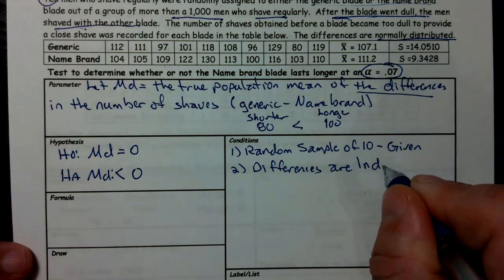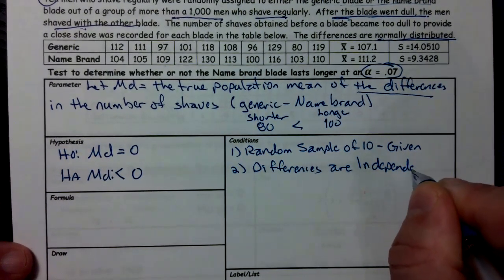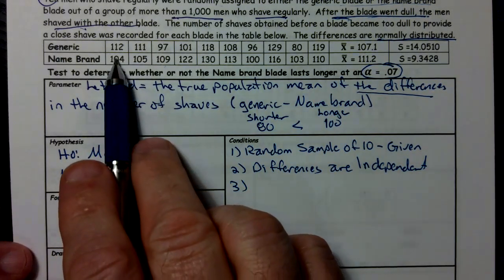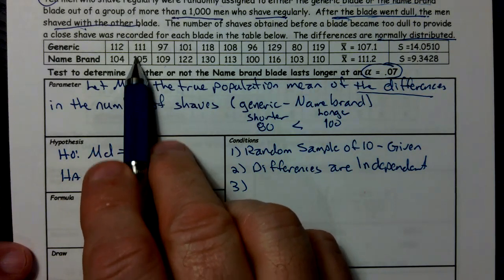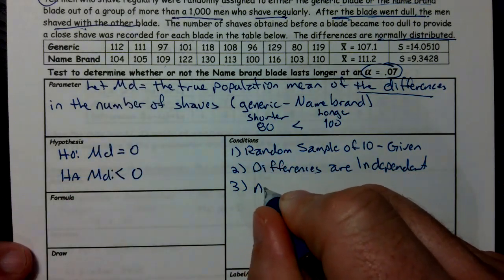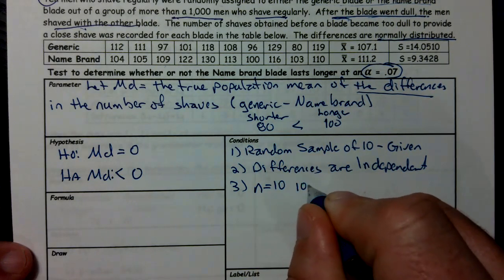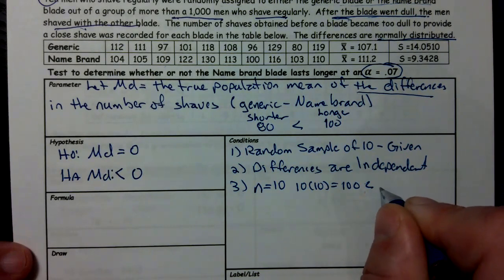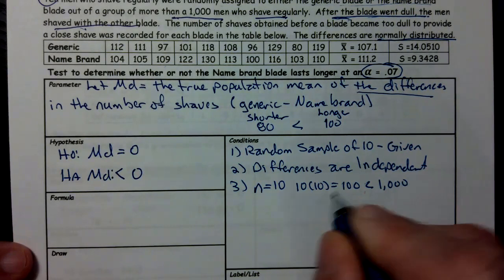This probably needs a longer explanation, but because it's randomly assigned, this guy shaving with his razor should not impact this guy shaving over here. N needs to be less than 10%. Well, N is 10. So in this case, it's just 10 times 10 equals 100, which happens to be less than 1,000.